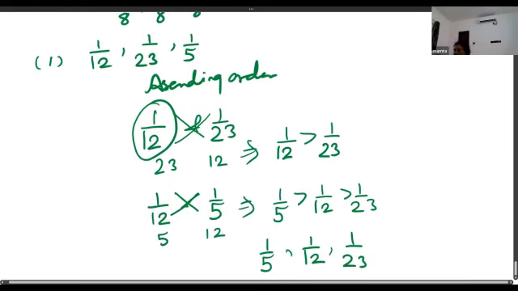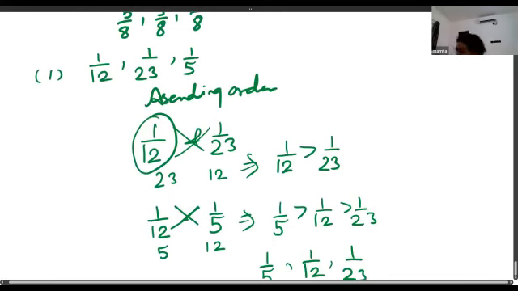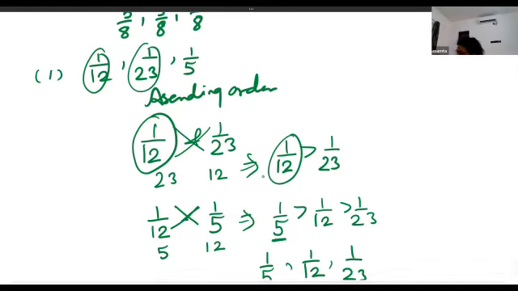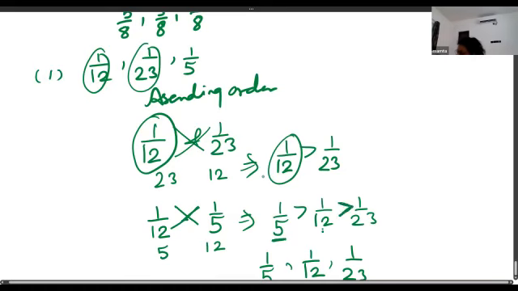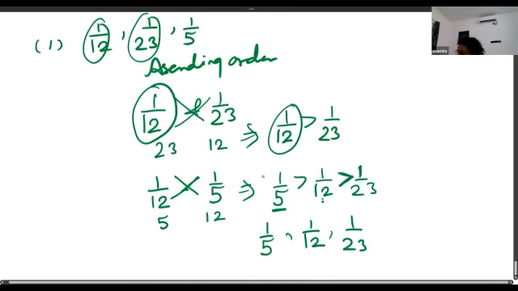Yes, ma'am. You just have to compare two numbers at a time. Take the first two: 1 by 12 is greater. Next, take the first and third: the third number is greater. So 1 by 5 is greater than 1 by 12, and 1 by 12 is greater than 1 by 23. So how will you arrange?